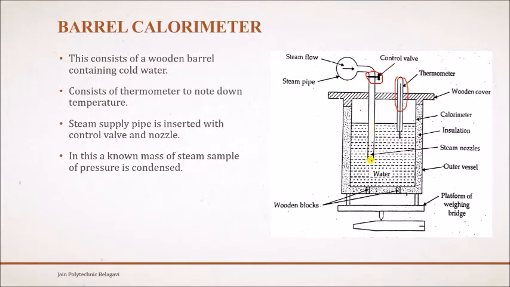Once the steam is sent, the steam gets mixed with water and gets condensed, meaning it gets converted into water. When the steam slowly condenses into water, the temperature of this water starts rising. Whatever water is inside this calorimeter, its temperature starts rising. Then another time the temperature of that water is noted down. The difference in this temperature will give us the dryness fraction of the steam. So that is regarding the barrel calorimeter.